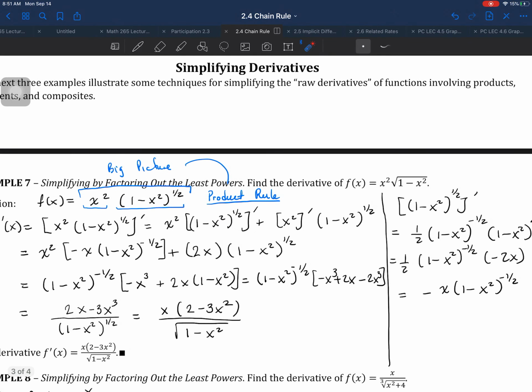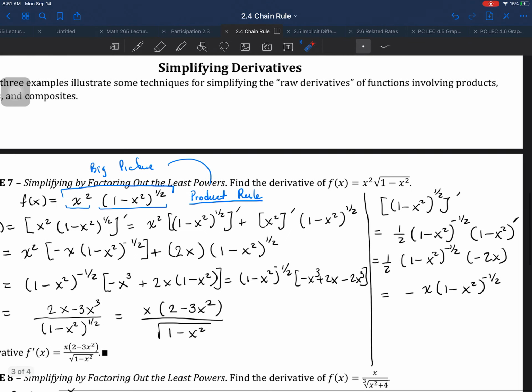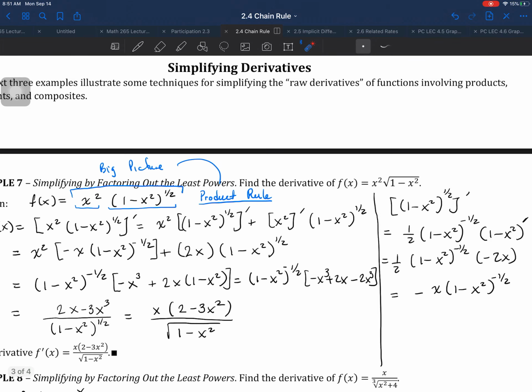So my recommendation here is to do some side work. Side work will help you organize your problems, minimize writing too much, and help you organize your thoughts. So I'm taking the derivative of this one right here. Where is it at?